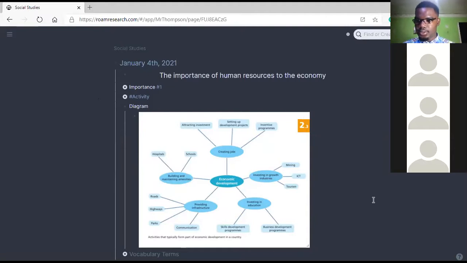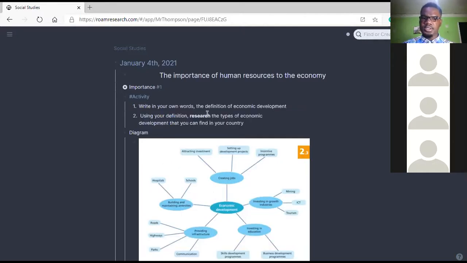It hasn't connected yet. So the next section that we were looking at is that I gave you a quick activity for those who weren't going to be here, because I realized some persons weren't here. Two questions. Write in your own words the definition of economic development based on all the things we've said so far. And the second one, using that definition that you have in your mind, research two or a few types of economic development you can find in your country, right?